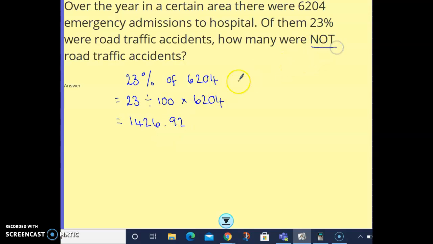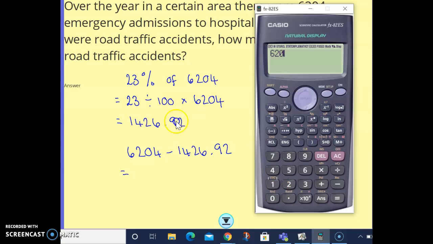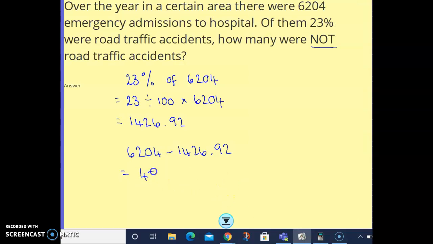We're asked how many were not road traffic accidents. So I need to take it away. So 6204, take away 1426.92. So 6204 minus 1426.92 comes out as 4,777.08.